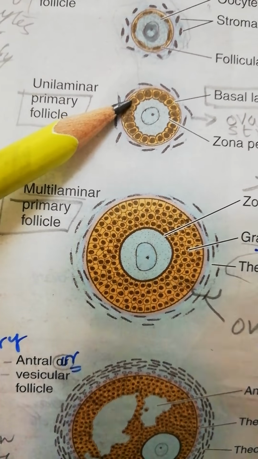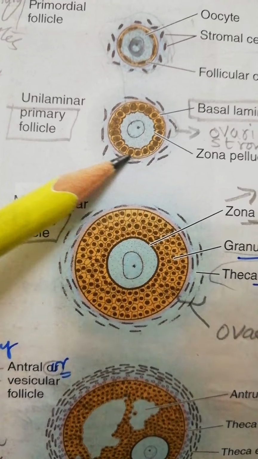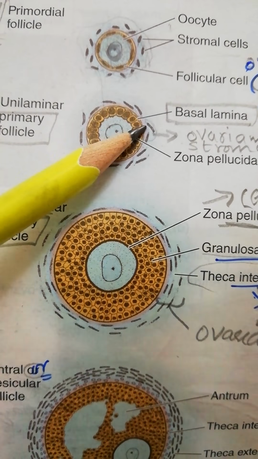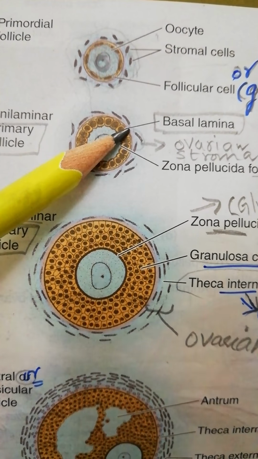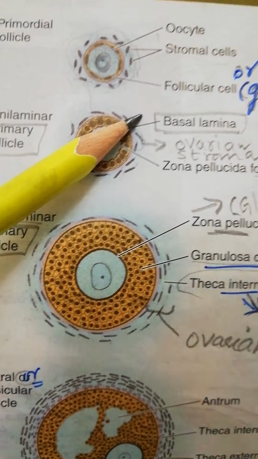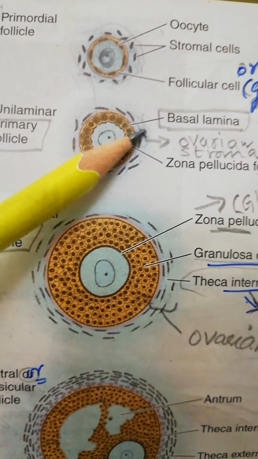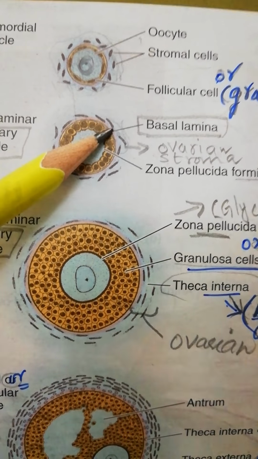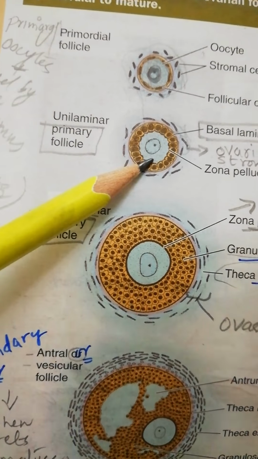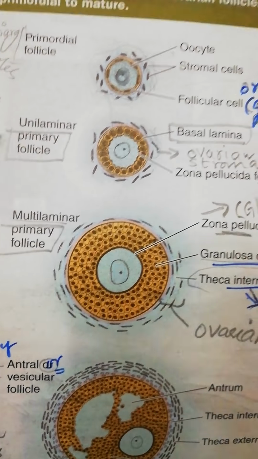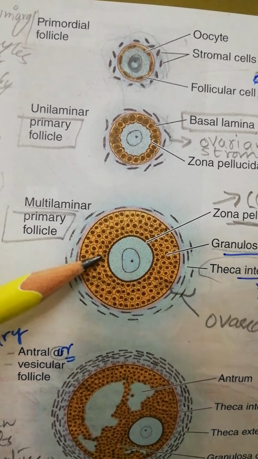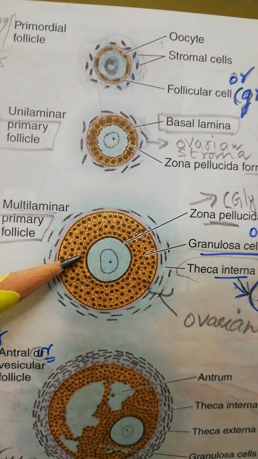So they are forming a unilamellar follicular layer around the oocyte, and there is a very well marked basal membrane, basement membrane or basal lamina, that separates these follicle cells from the stromal cells. So this should be an important landmark here. Now the cell size is increased in this unilamellar primary follicle. Again you have to concentrate that it is still a primary follicle.